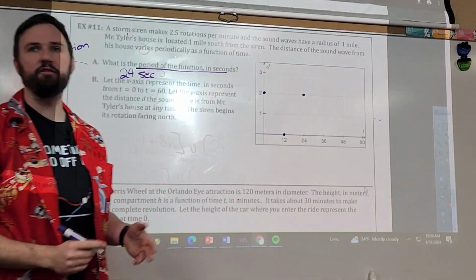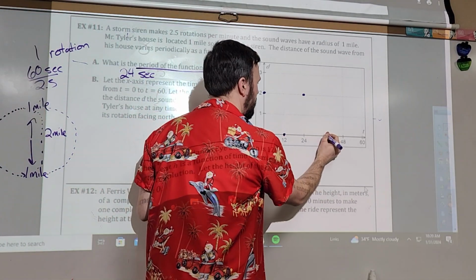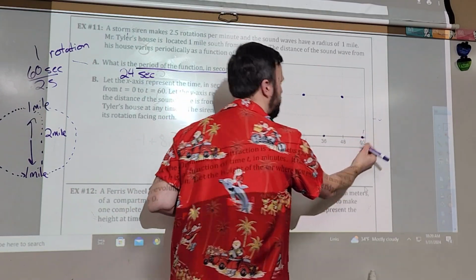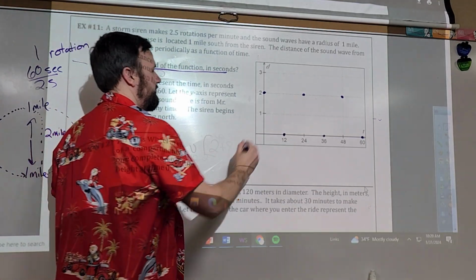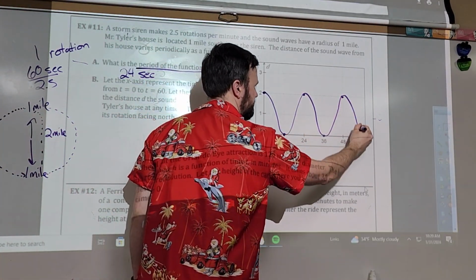Once I had that graphed, one full rotation, I just repeat it, right? So every 24, it's going to repeat, right? Every 24 seconds. So now I can graph my wave.